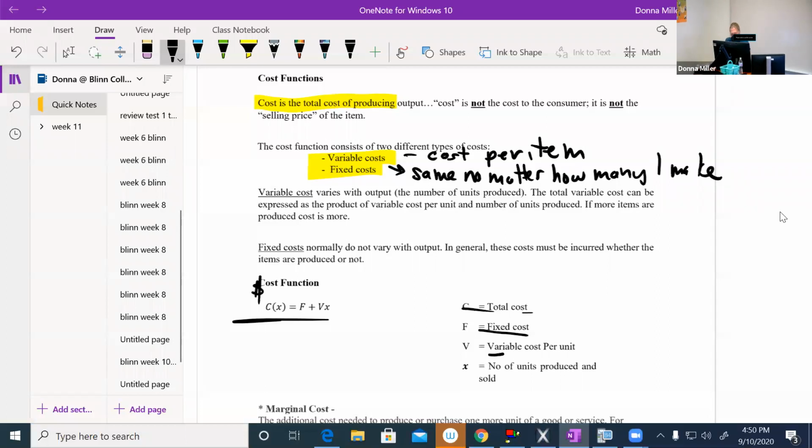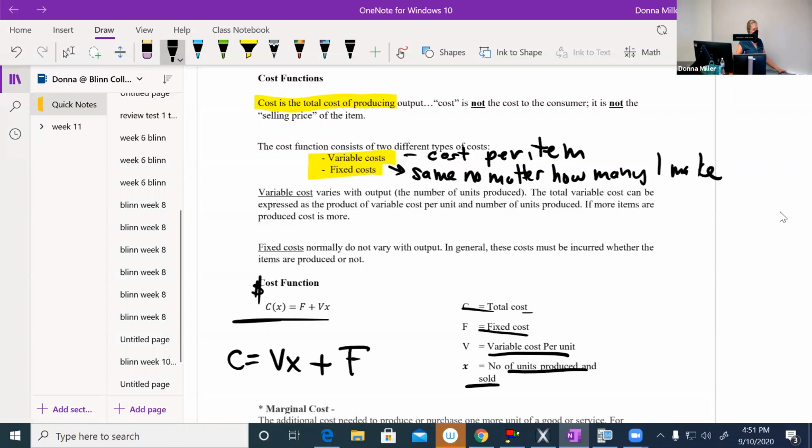B is what they call the variable cost. It's how much it costs me to make whatever it is, in one unit. And then X is the number of units. Sometimes you'll see it written this way. I'm kind of surprised she wrote it that way. The variable cost is how much it costs me to make an item. The fixed costs are like my rent and my employees, right? How much it costs me.